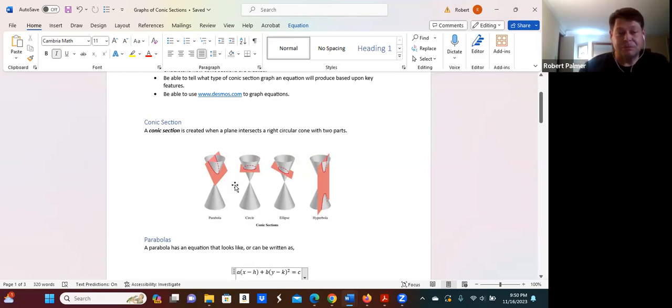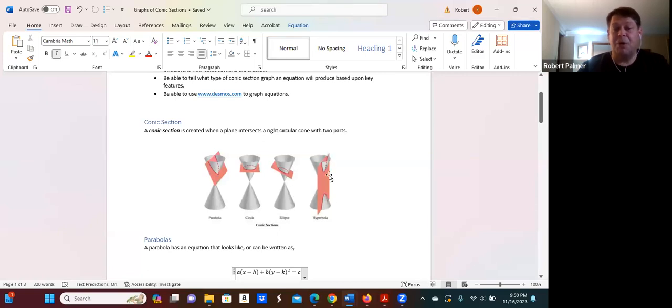Now, if you cut it in such a way that one end is open, it doesn't close on itself and can't come back to the starting point. If you go around it and trace out the path, it doesn't come back to the starting point. In this case, you get a parabola. So you can see these ends don't connect to each other, but you cut across, you get a parabola.